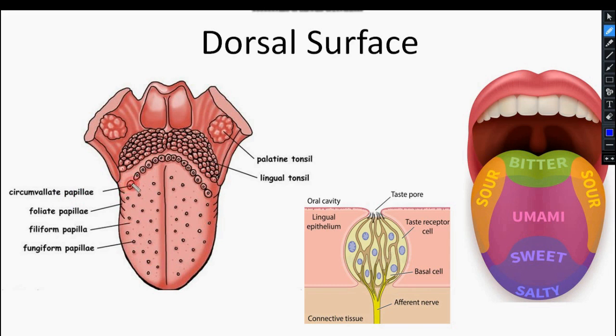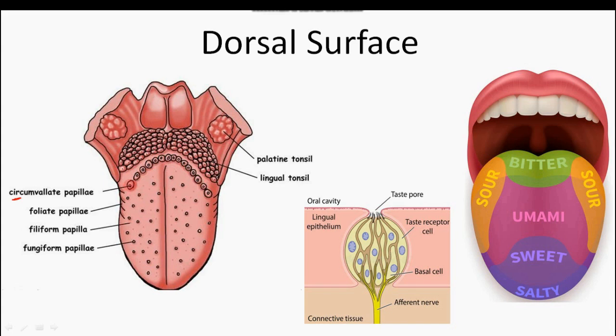It has a broad base here. Before this we can see the arrangement. Here we can understand very well the different papillae. First, circumvallate papillae. They are very well arranged in a V-shaped pattern, and they are present anterior, or you can say in front, of the sulcus terminalis. They are about 10 to 12 in number, and they have a broad base.